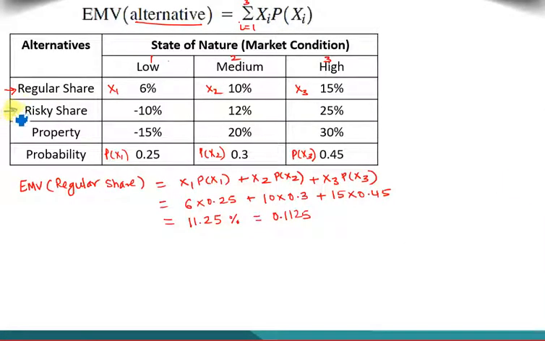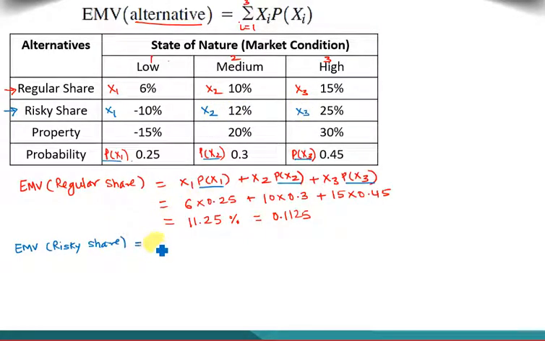Now similarly, we calculate EMV for risky shear. The formula will be same: x1 P of x1, x2 times P of x2 plus x3 times P of x3. Probabilities P of x1, x2, x3 will be same for all the cases. What will change here? x1, x2 and x3. So in case of risky shear, x1 is minus 10, x2 is 12 and x3 is 25.